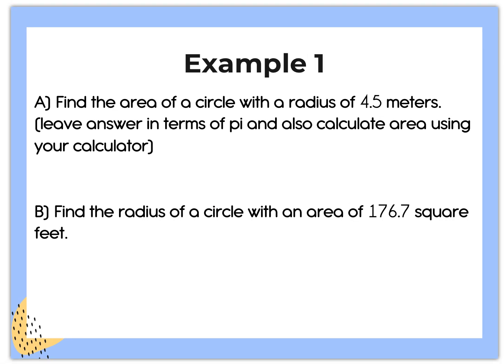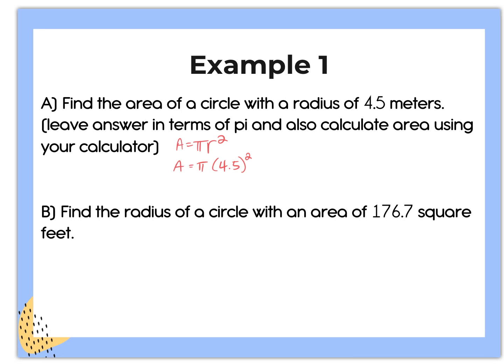So here are some problems. Find the area of a circle with a radius of 4.5. Now this is just a basic area question. It's pi r squared. And if the problem is telling me that the radius is 4.5 meters, then this is how I should set it up.